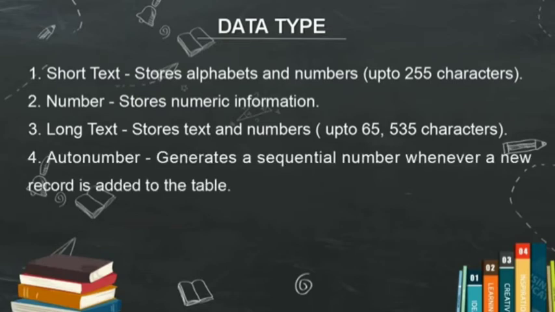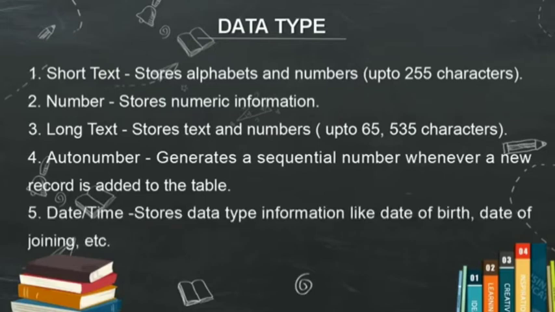Then comes auto number. Now we can get some hint from the name itself. Auto number means the number which can be generated automatically. Here you don't even need to type the numbers. When you start the entry of data in a record, the number in the auto number field will be generated automatically. And the last one is date or time. When you have to enter the date of something, for example date of birth, date of joining, date of leaving, etc., then you will use this data type.